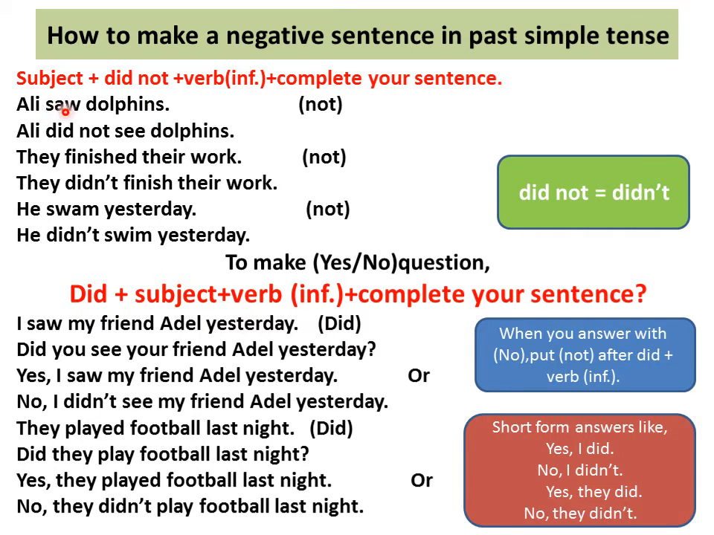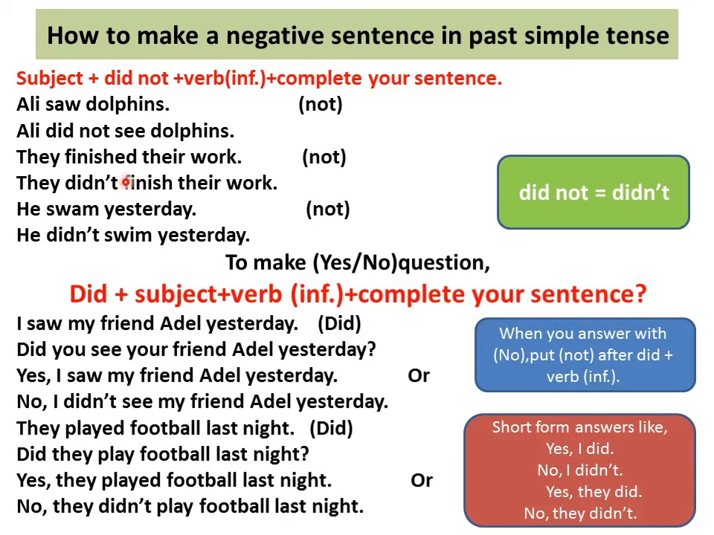The present is see, so the past is saw. If you want to use not, so it will be Ali, then didn't, did not. Ali didn't see dolphins. Because after didn't, you put the verb in infinitive. Another example, they finished their work. Put not. So they didn't finish their work, without ed.